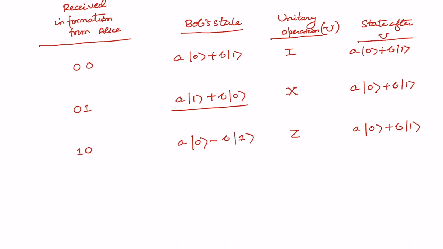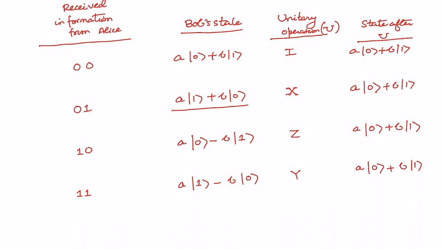And then finally, if the information received by Bob about Alice's measurement is that Alice got 1 1, then the corresponding Bob state is A ket 1 minus B ket 0, and Bob here makes the Y gate operation on his qubit, on his quantum state. As a result of this, he will get A ket 0 plus B ket 1, and this is the original state that Alice intended to send to Bob.